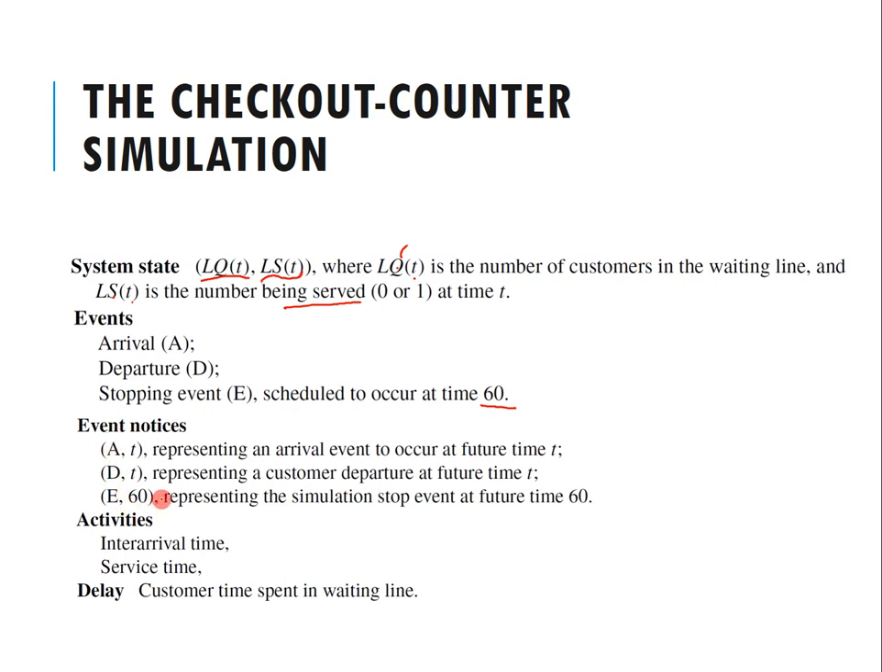This is an example of event notices. We represent the event notice by the letter A, comma T, meaning this is an arrival at time T. D and T represent the departure of a customer at time T, and this is the simulation stop time at time 60. For activities, we have the inter-arrival time and also the service time. Delay will be the time a customer spends in the waiting line, or waiting in the queue.